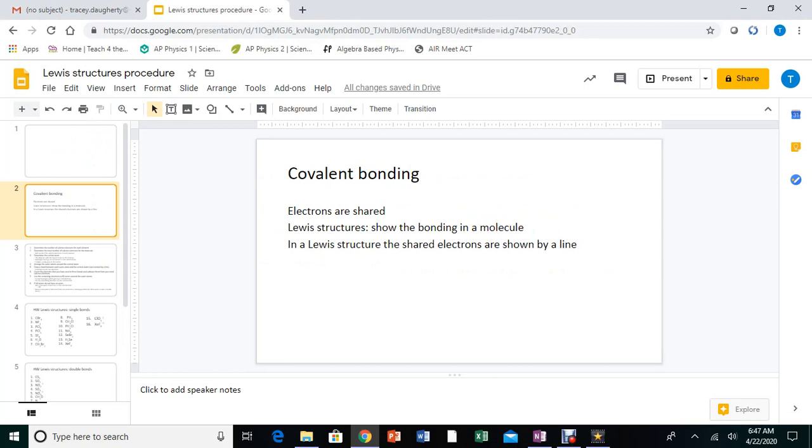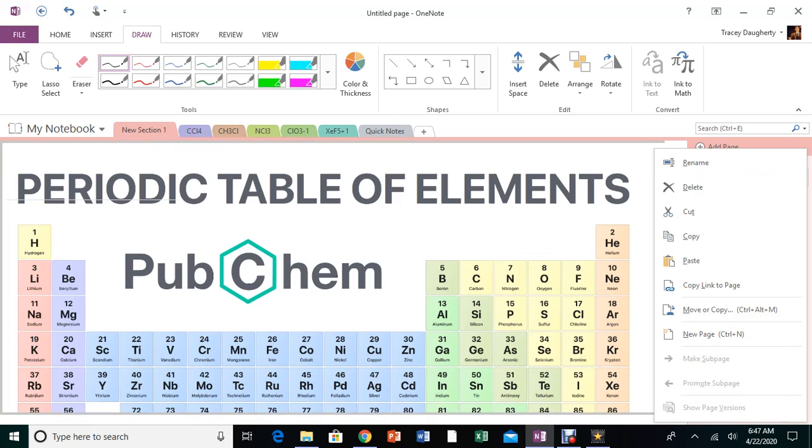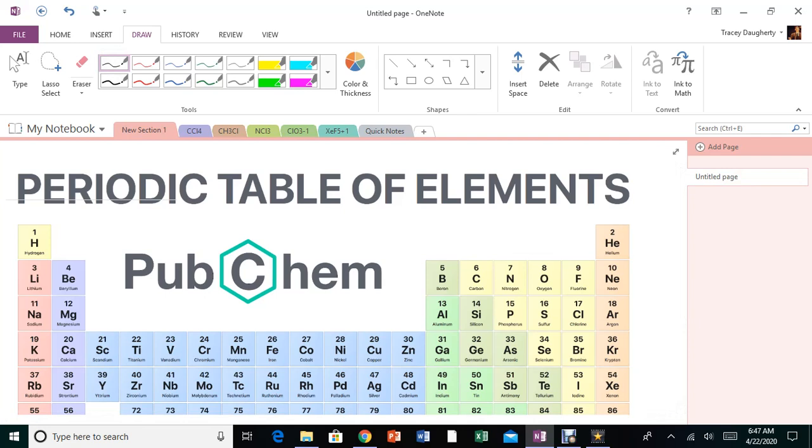So let's do some examples. The first thing you need to know how to do is find the valence electrons, and that is as easy as using the periodic table. Now, your periodic table is separated by groups, and the way you get valence electrons: elements in the same group have the same number of valence electrons. So it's very easy to get the number of valence electrons, and it's very easy to know the pattern of valence electrons.